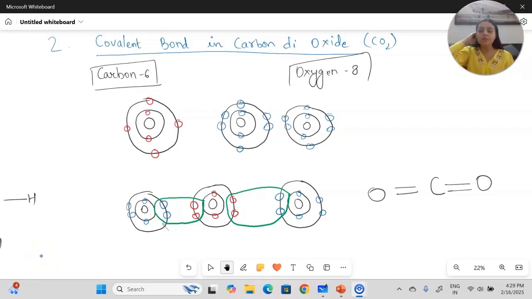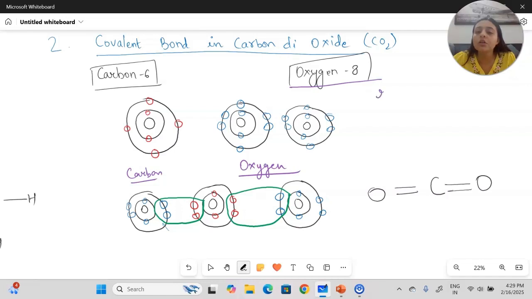So now we are going to see the next example, that is covalent bond of carbon forming with the oxygen. Means they are going to form carbon dioxide. As you can see, this is the carbon which has 4 valence electrons in its outermost shell, and this is the oxygen which has how many? 6 electrons, because we already know that the atomic number of oxygen is 8. So what will be the configuration? 2 and 6. Here 2 and 4 is the valence electron and 6 is the valence electron of oxygen.